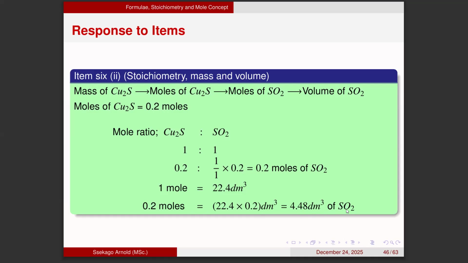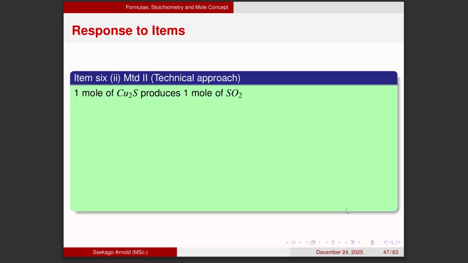So this is approach 1 of item 6 Roman 2. However, Roman 2 still has a technical approach. For the technical approach, we interpret the equation directly. How? From the given equation, 1 mole of copper(I) sulfide produces 1 mole of sulfur dioxide. So what are we given? For copper(I) sulfide, we have mass. So 1 mole, in terms of mass, is equivalent to the molar mass, since for copper(I) sulfide we are given mass. So here we are going to substitute the molar mass of copper(I) sulfide.